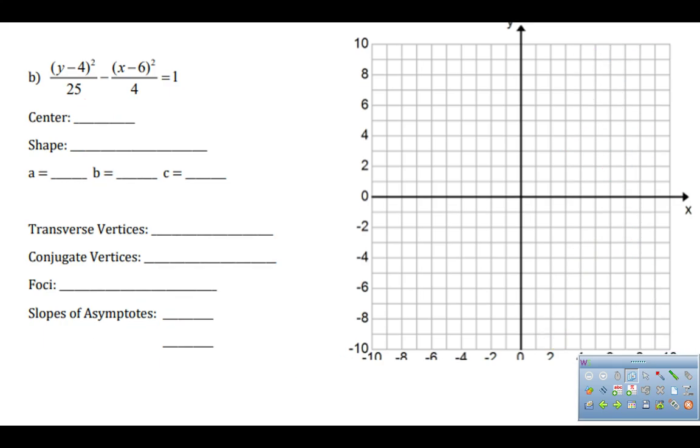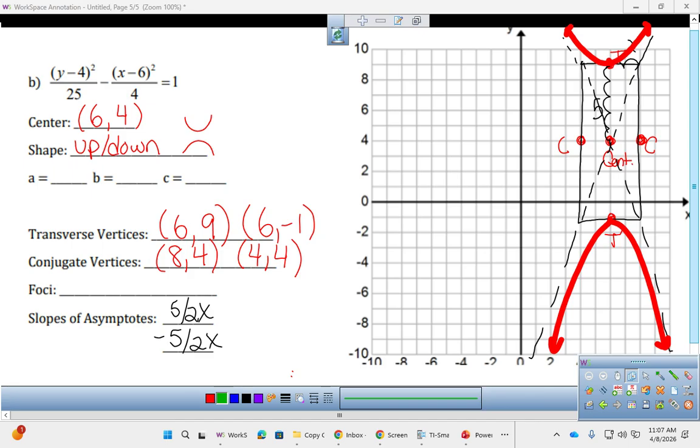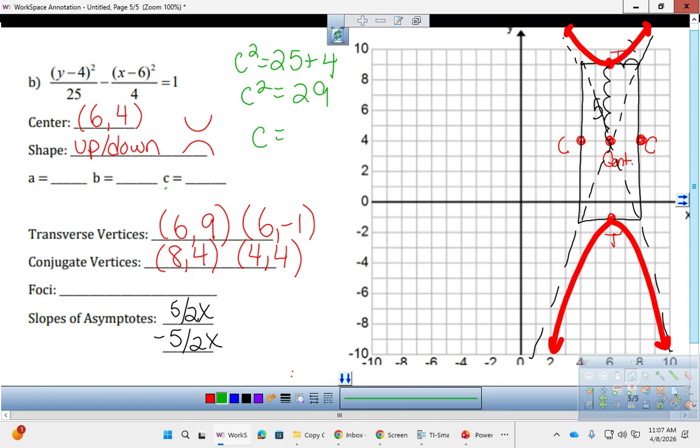All right, and then the last part is that I need a focus. Now the focus has to be some point inside this. So it's going to go in the y direction for this one because the graph went in the y direction. I just have to figure out what the c value is. So I'm going to do 25 plus 4, a squared plus b squared, or 4 plus 25. It doesn't matter the order. Ultimately, you're going to end up with the square root of 29 either way.